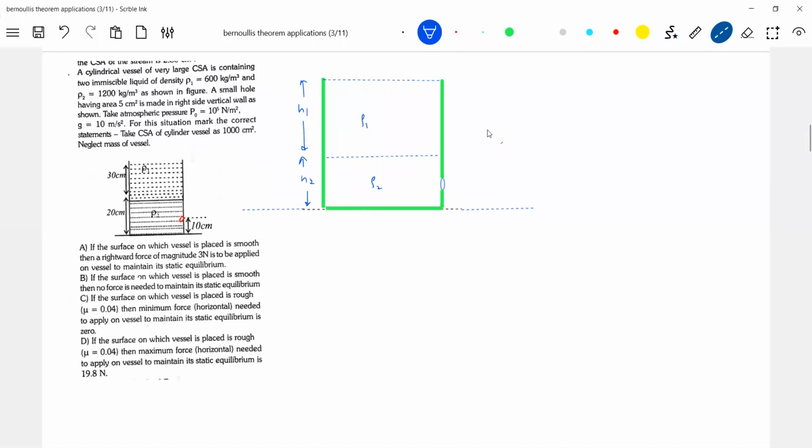Any conditions will come. Normal contact will act. The weight of the liquid 1, W2 will act. Here velocity of efflux V will come. Now a thrust force will act. So this thrust force, I'll show it here.